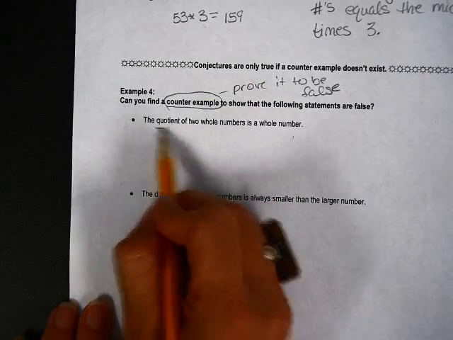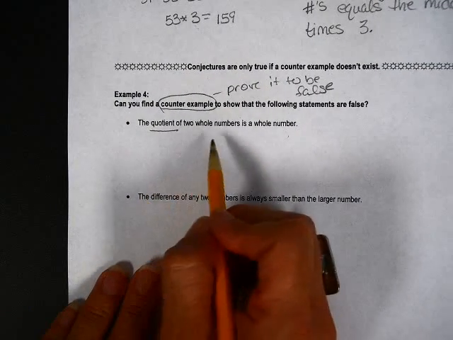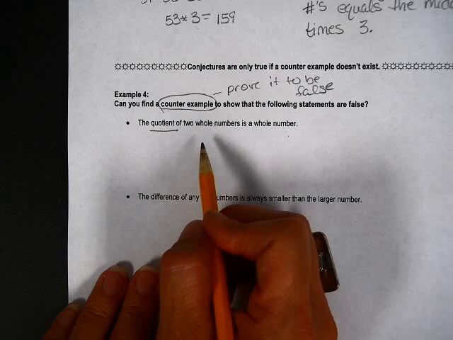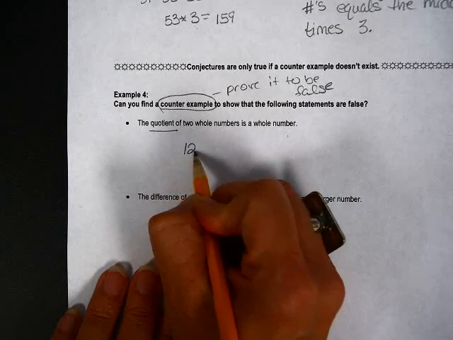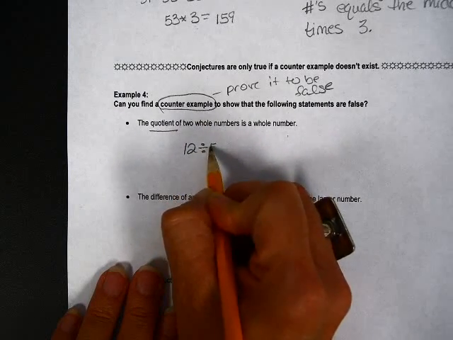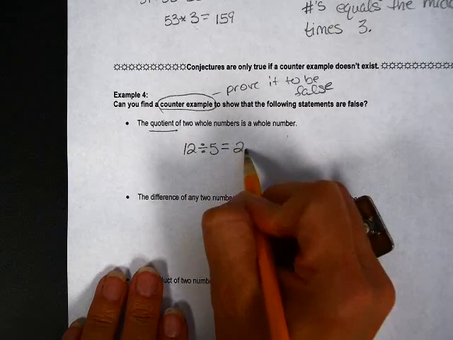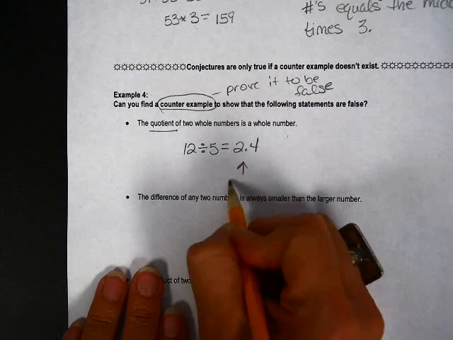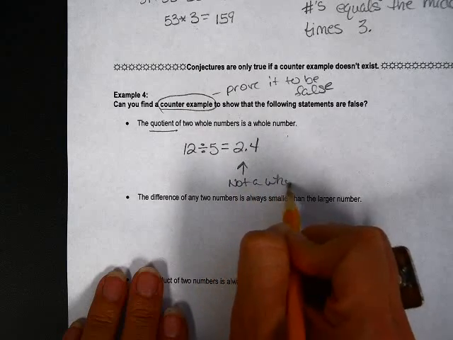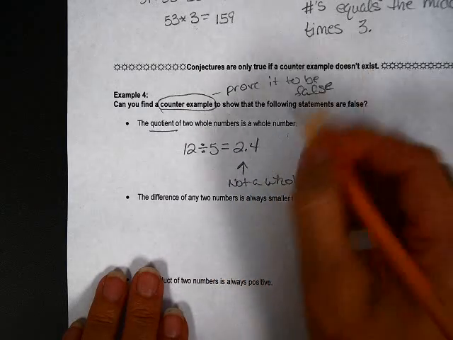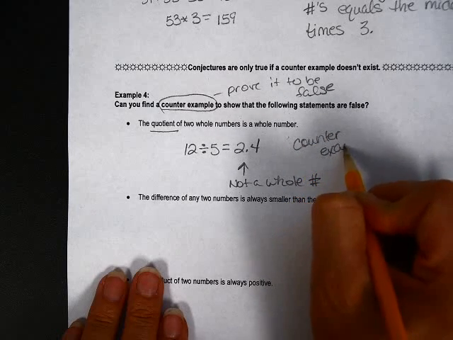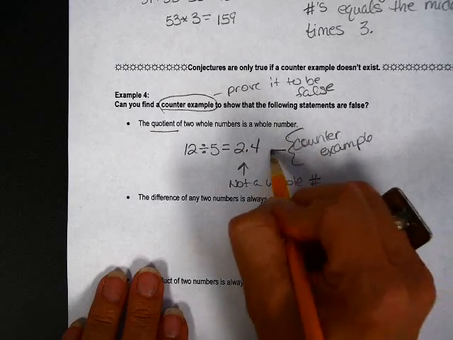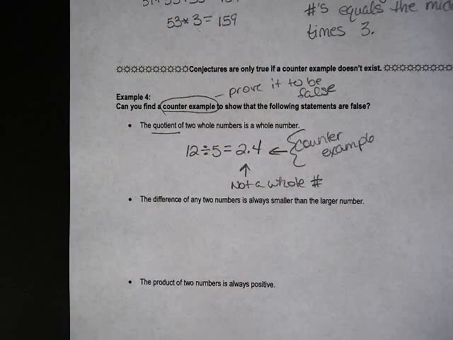All right. So quotient means to divide. So this is saying I can take any two whole numbers and divide them, and my answer would be a whole number. Well, if I were to take 12 and divide it by 5, I would get 2.4. This is not a whole number. So therefore, I've proven it false. This is what I would call my counterexample. Okay? Your counterexample is the statement that proves a conjecture to be false.